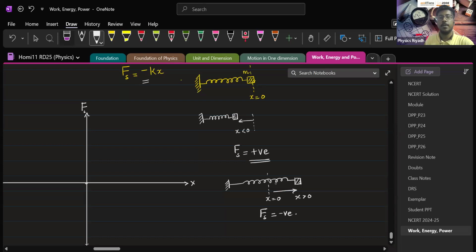So x is positive, so spring force is negative. If you draw a graph between force and displacement, first of all, it should be a straight line. It should not be a curve. Why? Because it's a linear relation. If F were proportional to x squared, we would have a parabolic shape. But here it's a straight line because the relation is x to the power 1. So you have to draw a straight line.